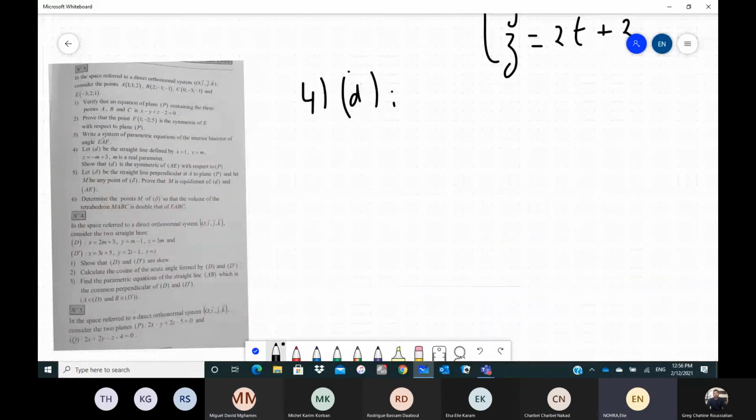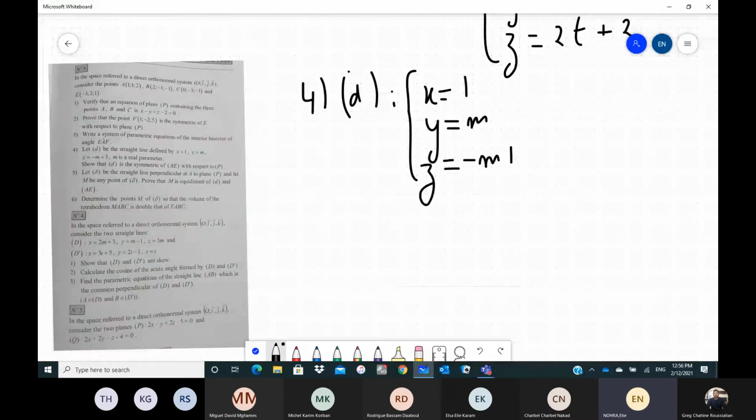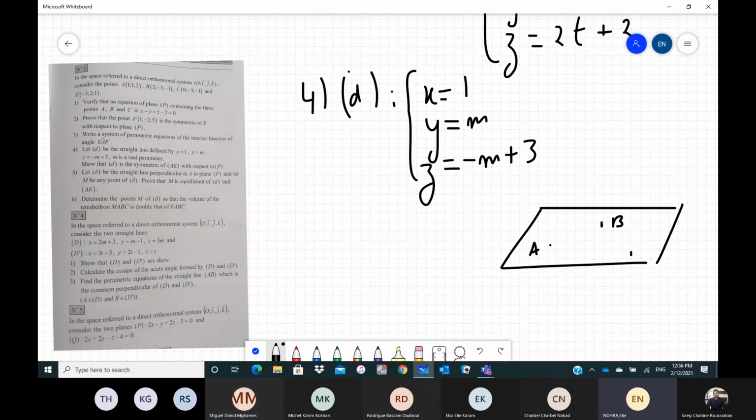Let D be the line x equals 1, y equals m, z equals minus m plus 3. Show that D is symmetric of AE with respect to P. اوكي استاذ نرسمها قبل كمان نشوفها. صار عندكم A و B و C. ال E هو فوق وال F هو هون. هيدي ماشي اللاين AE. We need to prove إنه A belongs to the plane P, مظبوط, and that AF belongs to D.